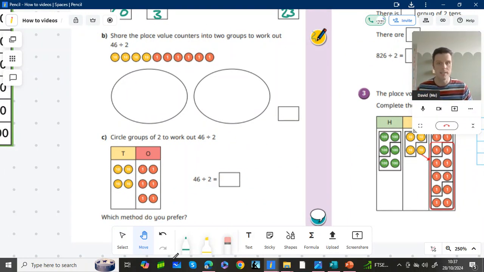Now, for B and C, using different methods, pause the video here to have a go at them. And then when we're ready, we'll move on to question 2. Okay, question 2.